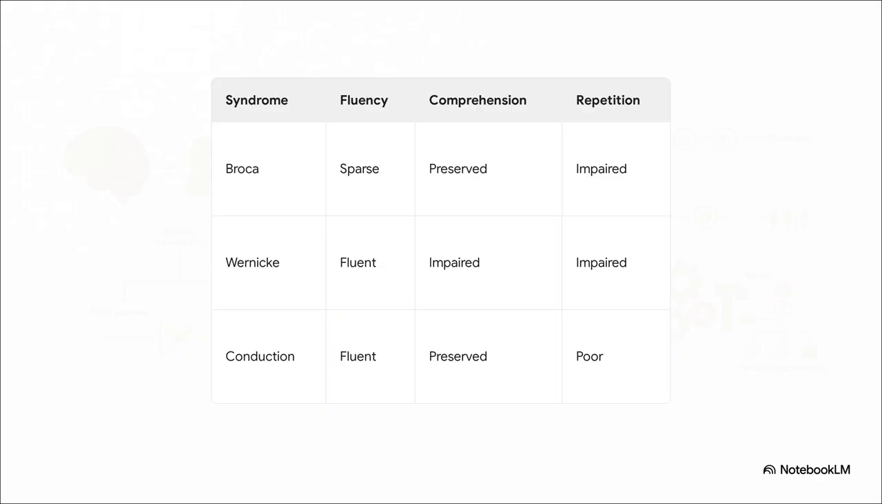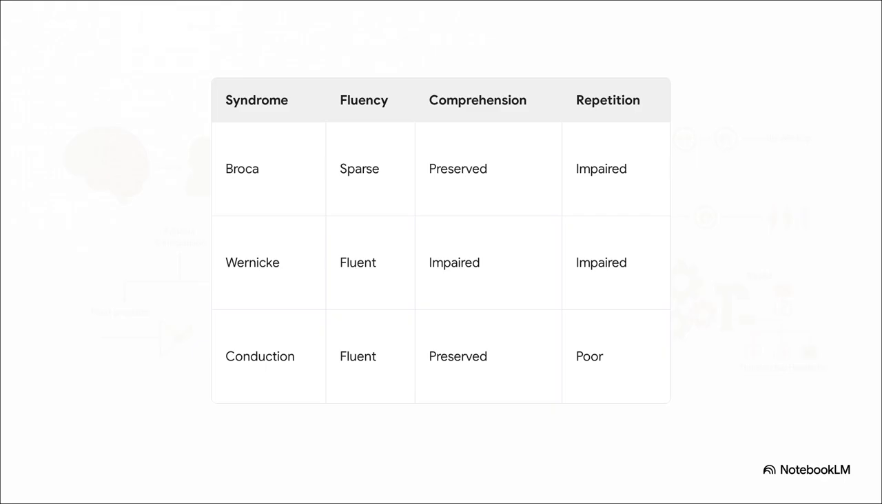So with Broca's aphasia, you're going to see a patient with sparse, non-fluent, and really effortful speech. Now, their comprehension is relatively preserved, but repetition, that's impaired. Because this usually stems from a dominant inferior frontal injury, you'll frequently see it paired with a right hemiparesis, specifically weakness in the face and upper limb.